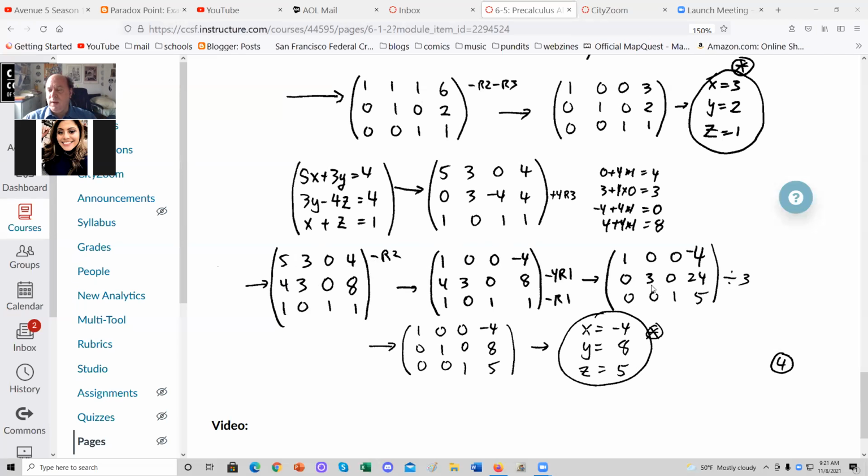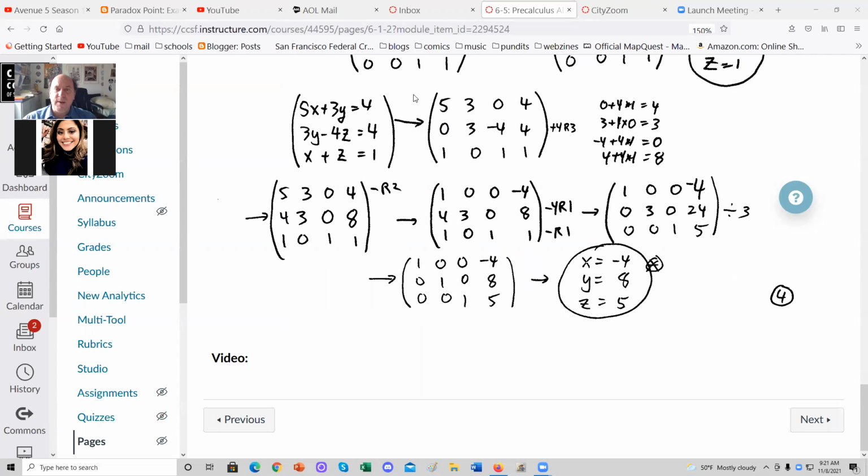This row here is everything zeros except for 3y, so divide throughout by 3, and we get this: 1, 0, 0, negative 4, 0, 1, 0, 8, 0, 0, 1, 5. So x is negative 4, y is 8, z is 5. Okay, now that's this section.